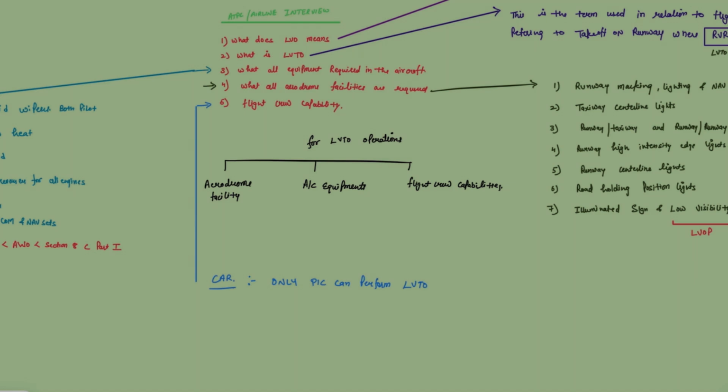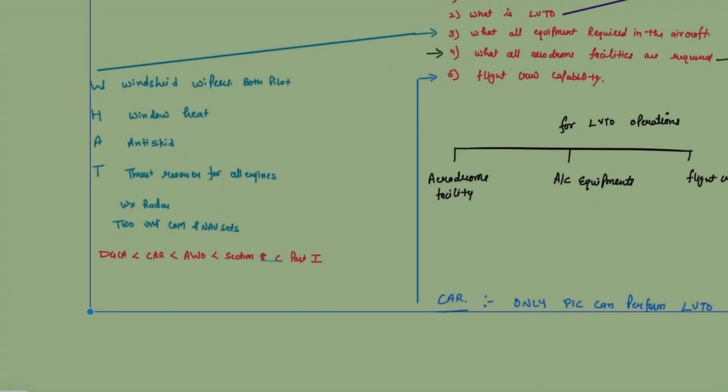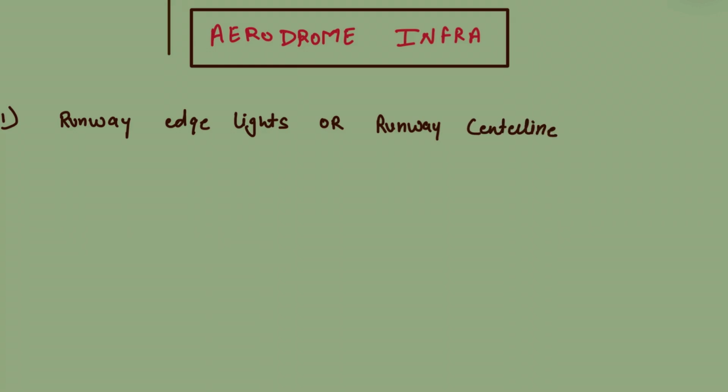Correct? Now you have a good idea that if you want to take off below 400 meter RVR, you should have all these things which I have discussed. Now let's dig deeper into it. As per the CAR, if the aerodrome has runway lights or runway centerline markings, then you can take off with 400 meter of RVR. Correct?